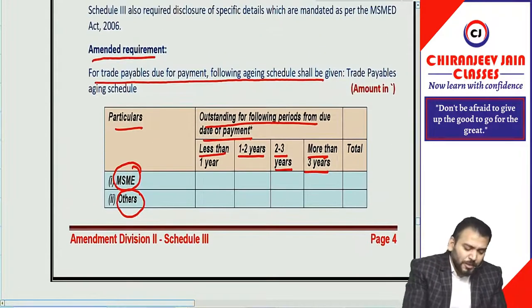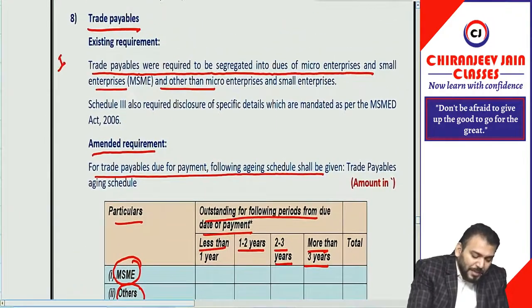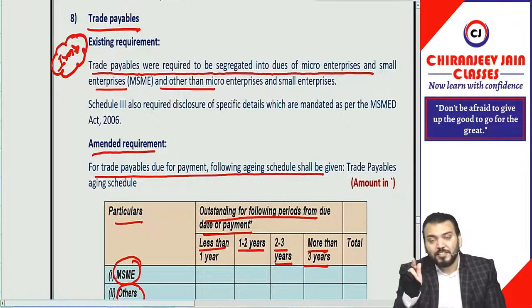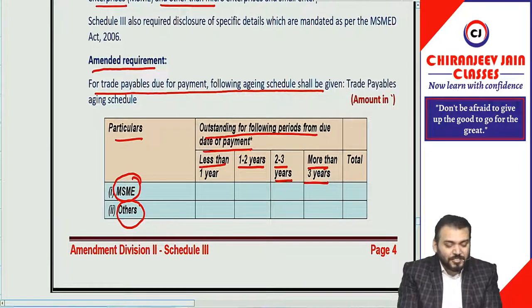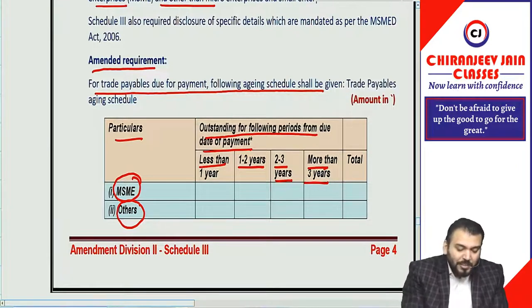So this is also important from the examination point of view. They may give this type of information which requires disclosure in that chapter, analysis of financial statements. So this might be important, because this is one amendment, they may ask this type of disclosure. So what is the amendment?